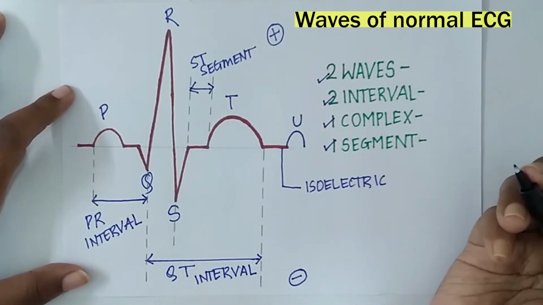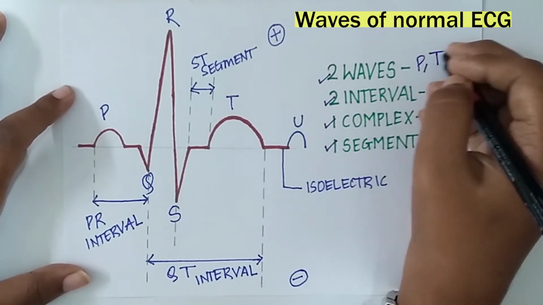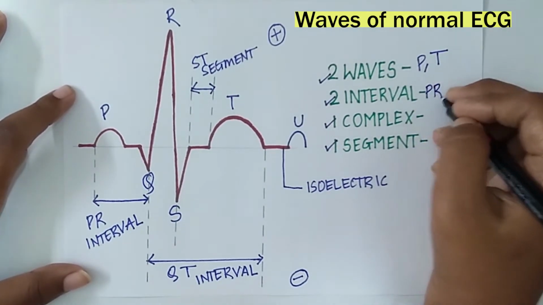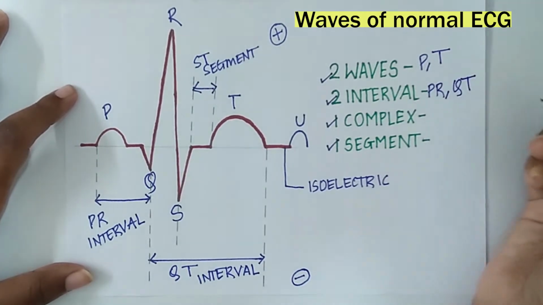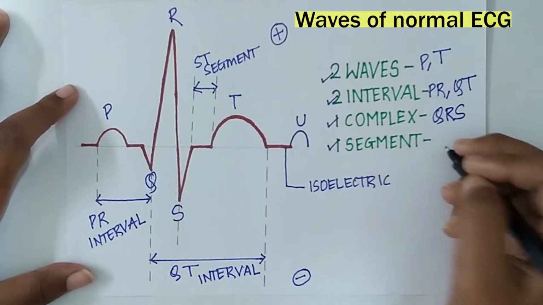So the two waves are P and T. Two intervals are PR and QT interval. Then one complex is QRS complex and the segment is ST segment.